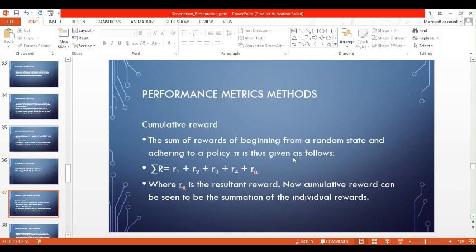Now, for our performance evaluation, like I said before, I'll be using the cumulative rewards. Cumulative reward is the summation of all the rewards in the total steps, the total rewards in each step per episode. So you sum up all the rewards gotten in every episode to give the cumulative reward. Okay.